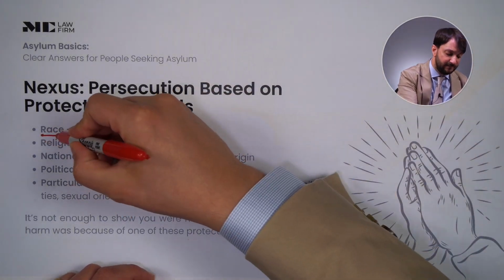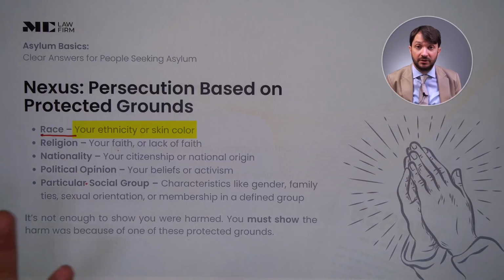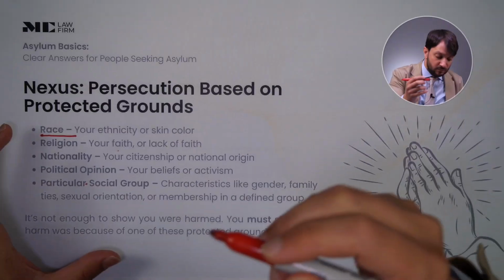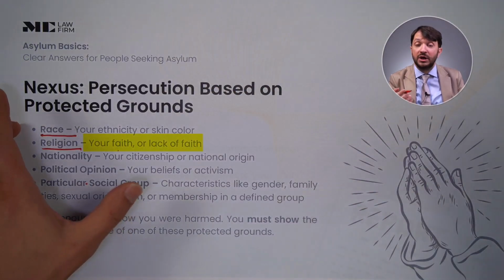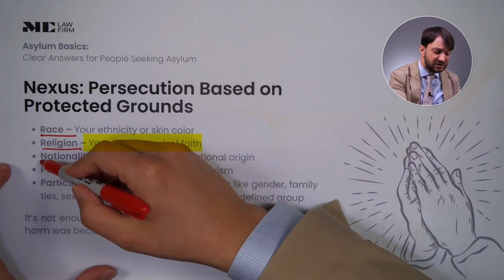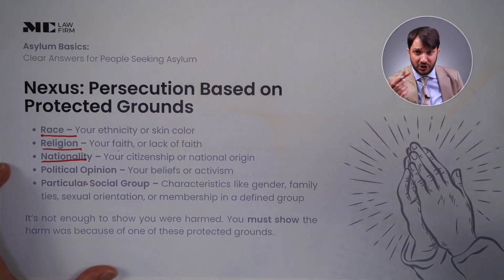So there is race, someone's skin color or background, or indigenous groups in a certain country, certain area. I should say most of the time these protected groups are groups of people that are a minority in the specific country that we're dealing with. There is race and there is religion, someone's faith, or it could be someone's lack of faith. There is nationality. This is not very common.